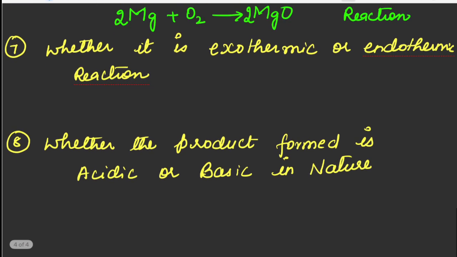The next question is whether it is an exothermic or endothermic reaction. Exothermic means heat is given out. Endothermic means if heat is absorbed from the surroundings, we call it an endothermic reaction. In this case, you can see a large amount of heat is given out. If it is given out, it is called an exothermic reaction. Exo means giving out, and thermic means heat. So heat is given out. Therefore, this reaction is an exothermic reaction. So you will write it here as exothermic reaction.